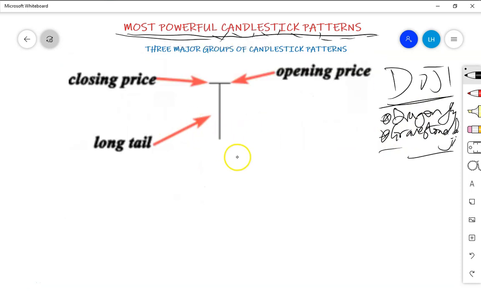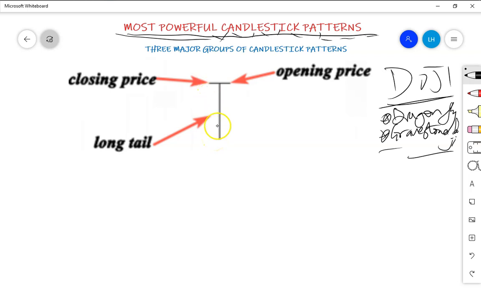Now we have the first type of doji, known as a dragonfly doji. Characteristics of a dragonfly doji: it has a long lower tail. The tail is lower and very long. Then the opening and closing price are just above the long tail, in the same area.